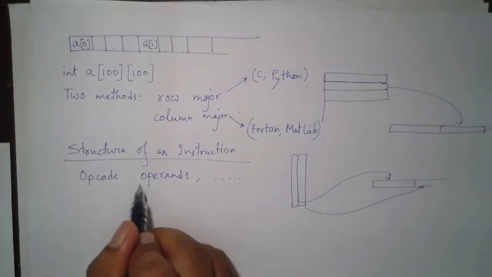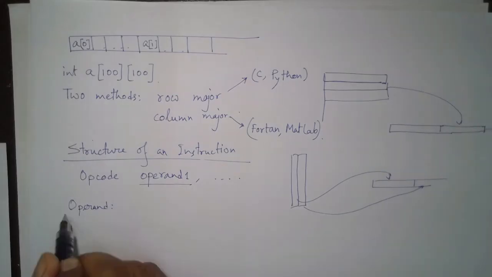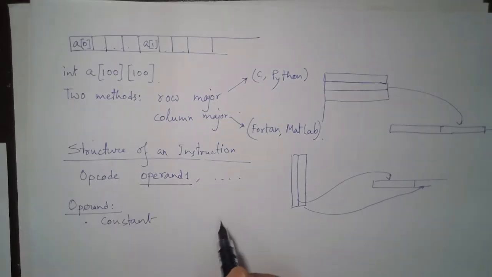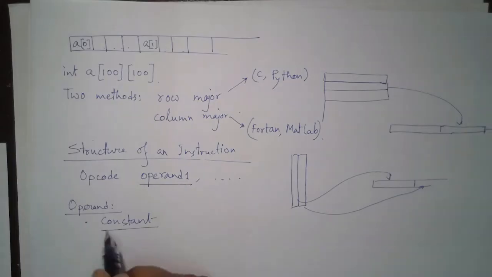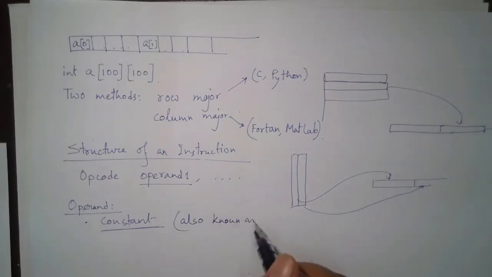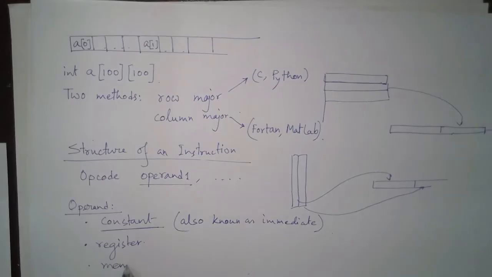Now, these operands, as we have seen already, can be a constant number. For example, if you are directly manipulating some number, say you are adding the content of a register with a direct integer value, then the operand can be constant, and this constant is also known as immediate. Alright. The operand can be a register or the operand can be a memory location.